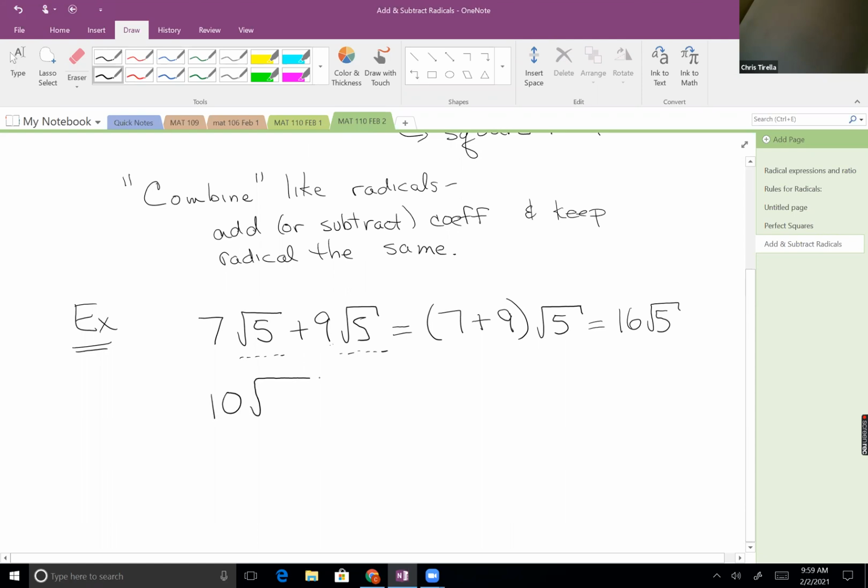Instead, if I have something like 10 times the square root of 7x minus 6 times the square root of 7x, I look at the radical parts, and they're the same. Since they're the same, they stay the same. And then looking at the numeric parts, 10 minus 6 will give me 4 radical 7x.